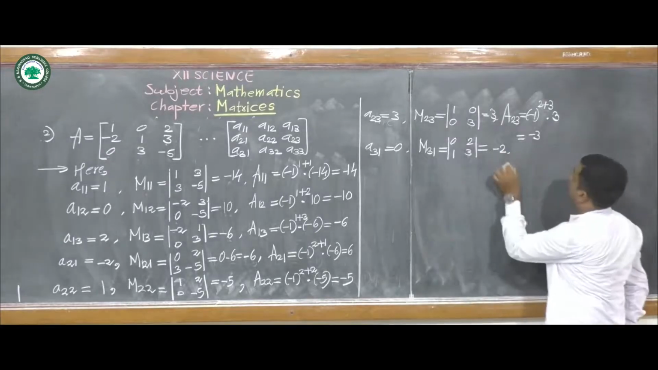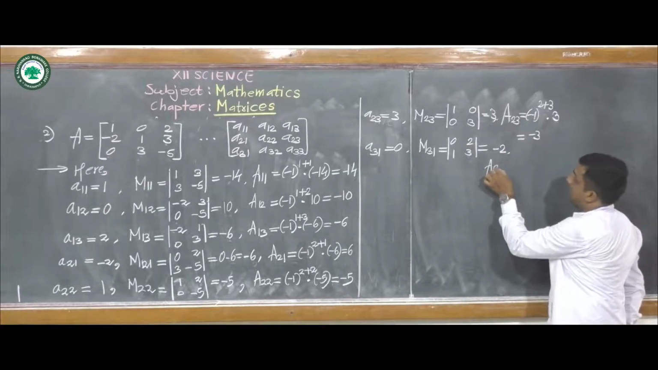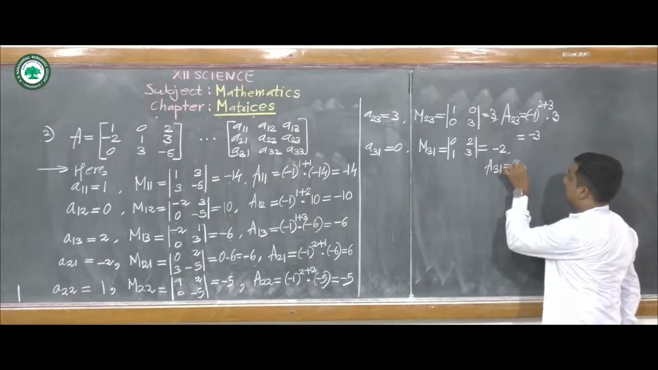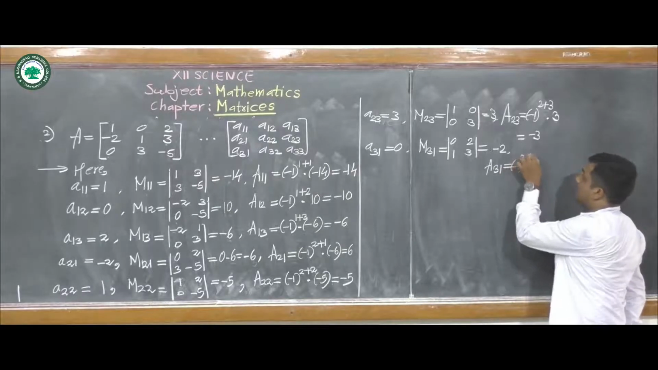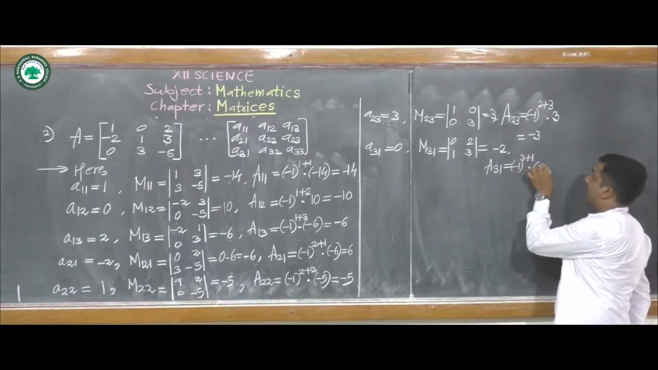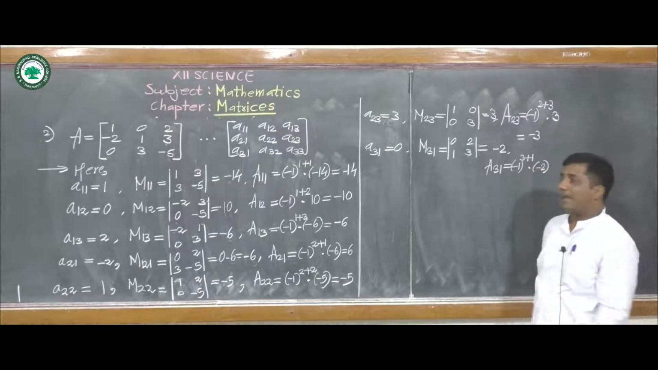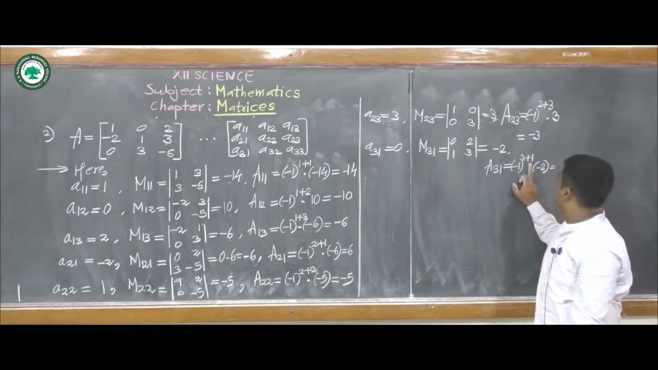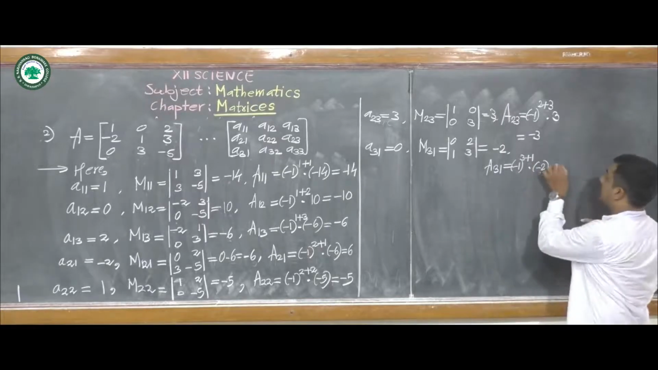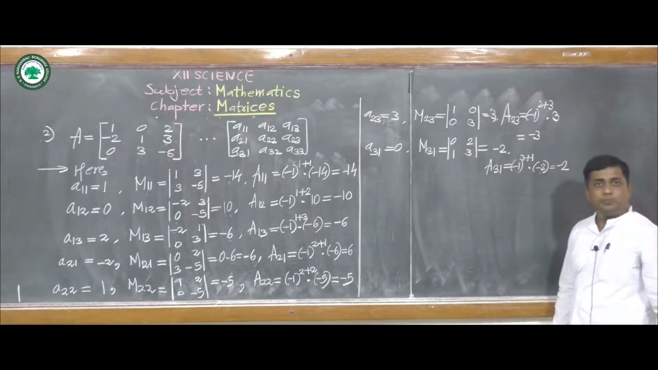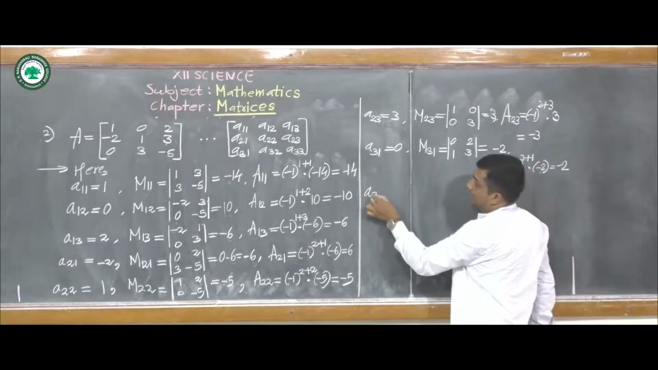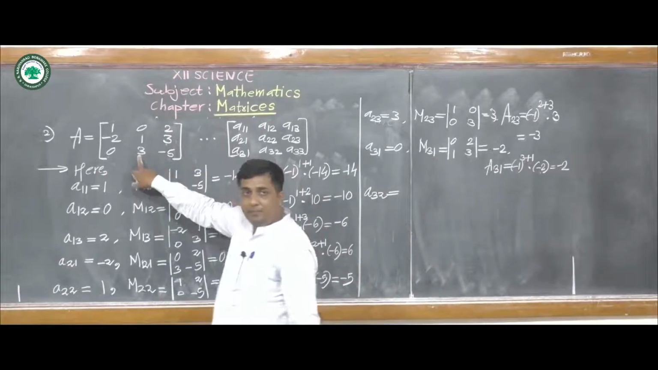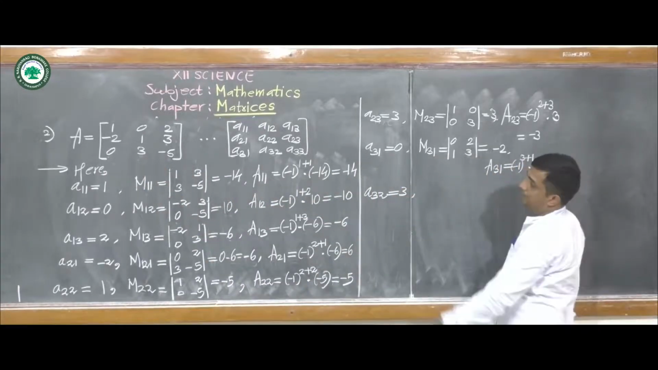Next, the cofactor A31 is equal to minus 1 raised to 3 plus 1 into the minor. The minor is minus 2, and this is equal to minus 1 raised to 4 is plus 1. So 1 into minus 2 is minus 2. Next, A32 is equal to 3.